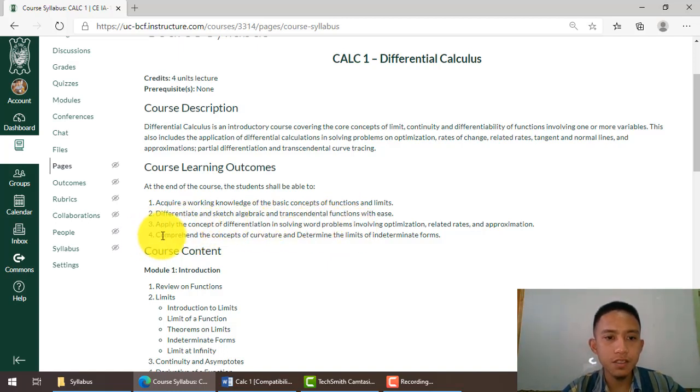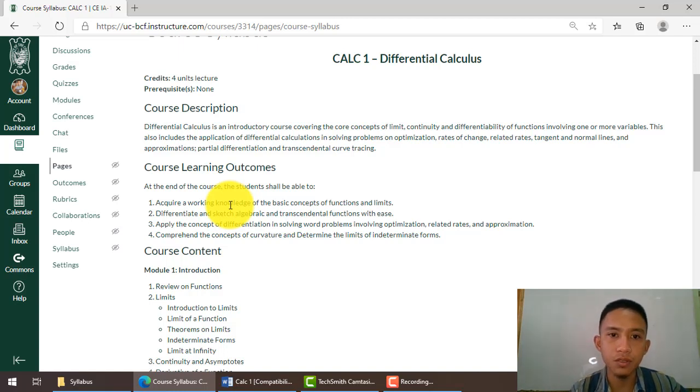Third, you should be able to apply the concept of differentiation. If you go back to the first two, these are purely concepts, just mathematical procedures and concepts. But where are you going to make use of this? Because you are engineering students, you are not mathematics majors.